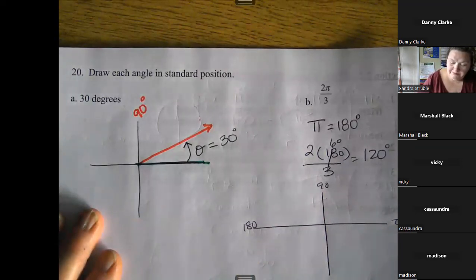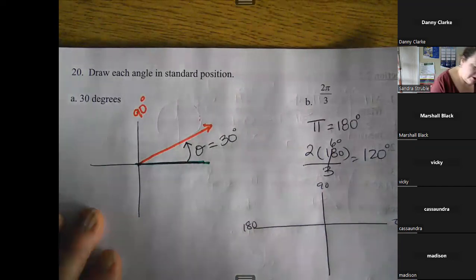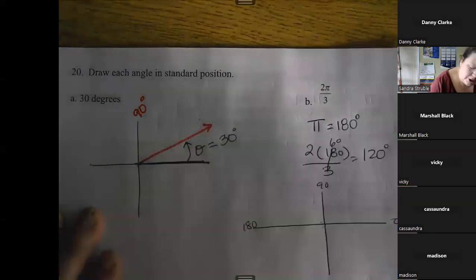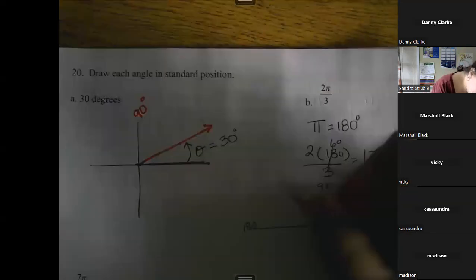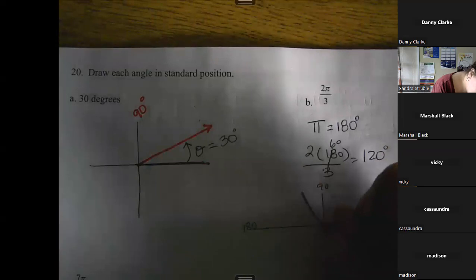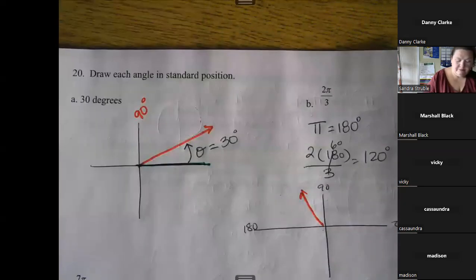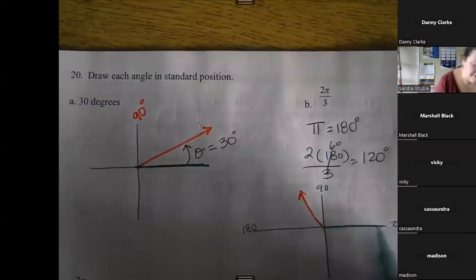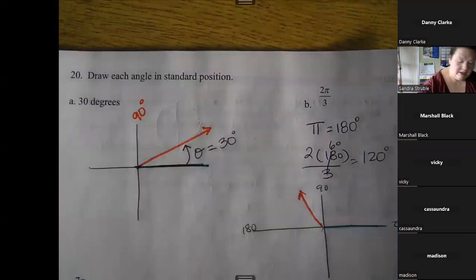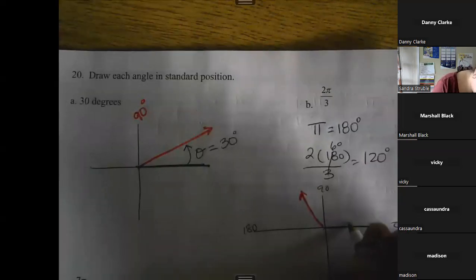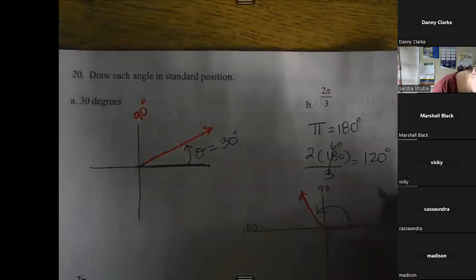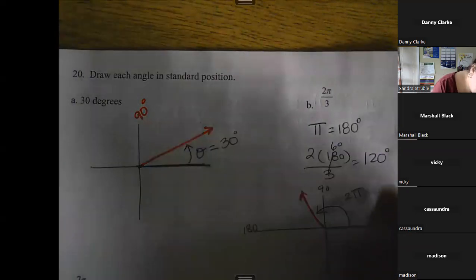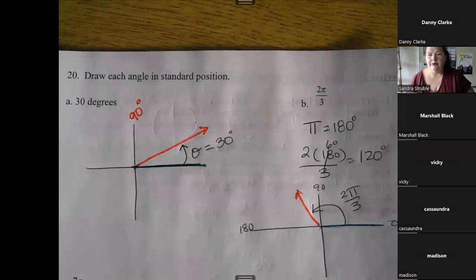I think it's 30 degrees off. It's not directly centered. It's going to be up just a little bit closer to the 90 degrees. That is a straight line. So here's my initial side. Here's my terminal side. And here is my angle, starting at the initial, goes over to here. But you're not going to label it as 120 degrees. You're going to label it as 2 pi over 3.